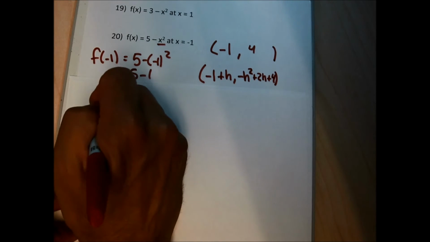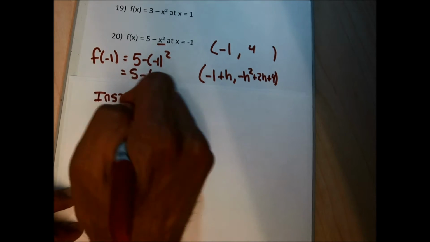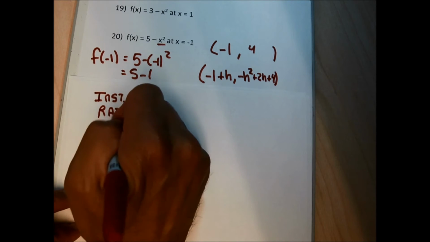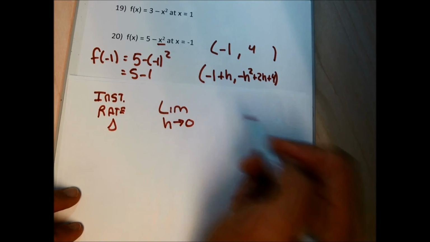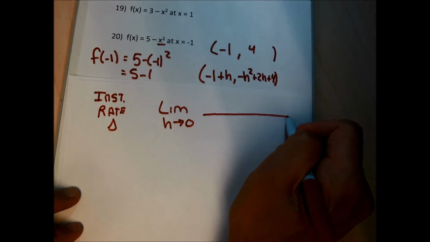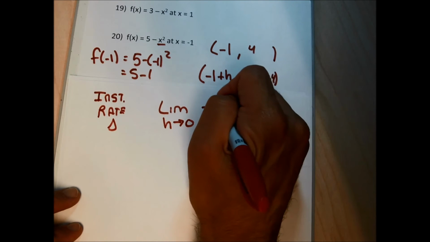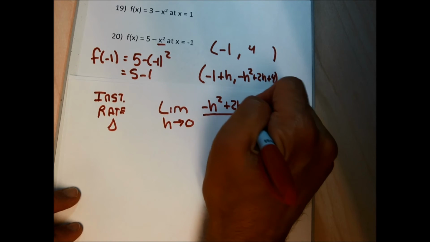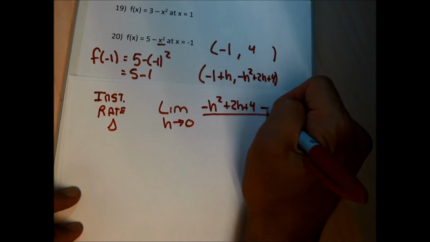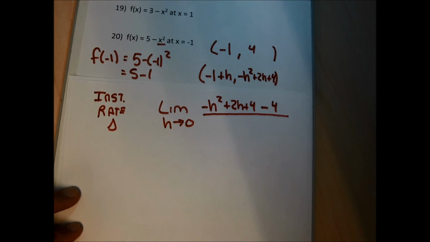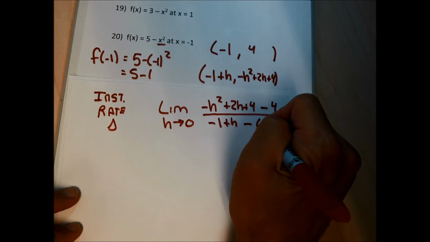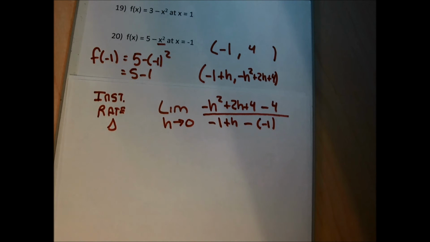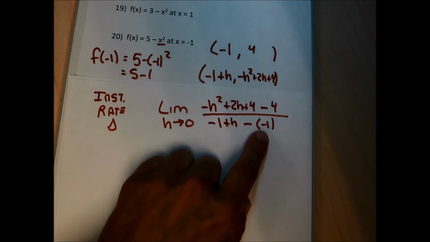should be able to abbreviate that. Instantaneous rate of change is the limit as I make that h as close to 0 as I can, so I make those 2 points on top of each other, of y2, which is negative h squared plus 2h plus 4, that's y2, minus y1, which is 4, over x2, which is negative 1 plus h, minus x1, which is minus a negative 1. I put that minus from the formula and then a negative 1. I had a double negative there, so I put it in a parentheses.